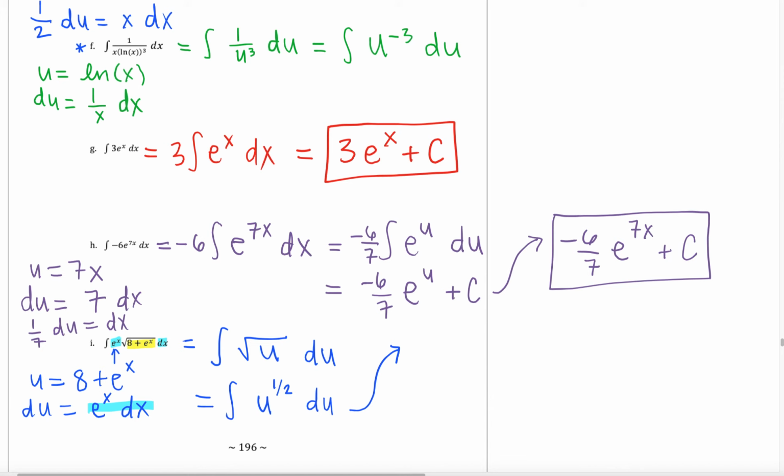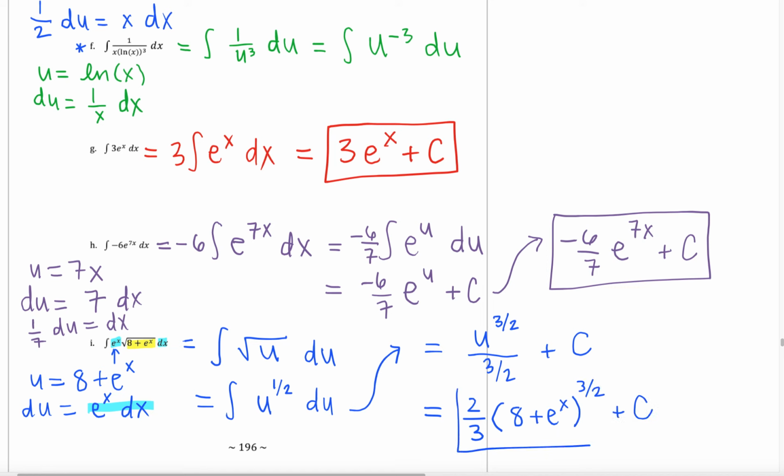Okay, so let's check this one together. To use our power rule, remember we're adding 1 to the exponent, so we'll end up with 3/2 over that new power plus our constant term. From here, instead of dividing by 3/2, I am going to multiply by that reciprocal, since that's equal. So I'll be multiplying by 2/3, and I'm going to replace back what u equals, which is 8 plus e to the x, and all of that is raised to the 3/2 power plus c.